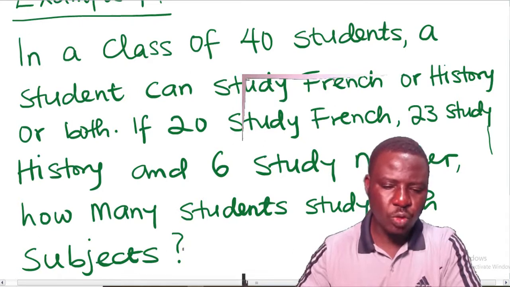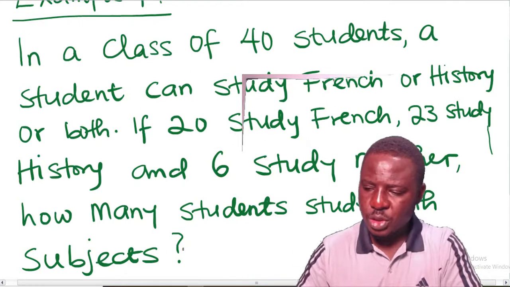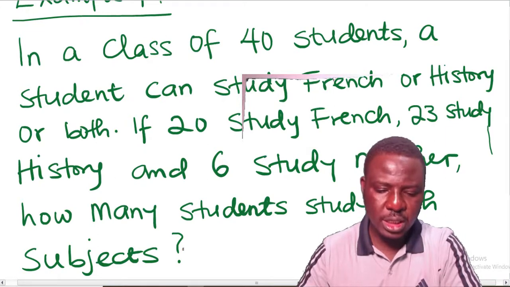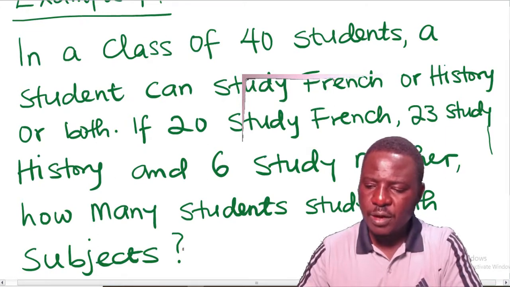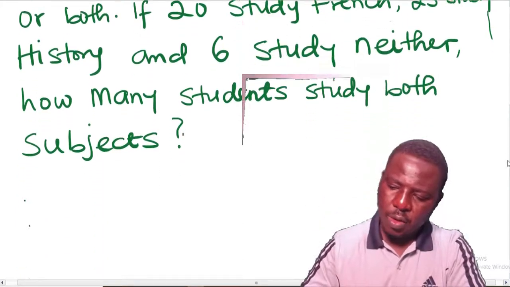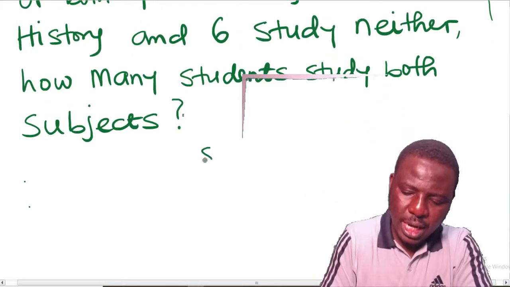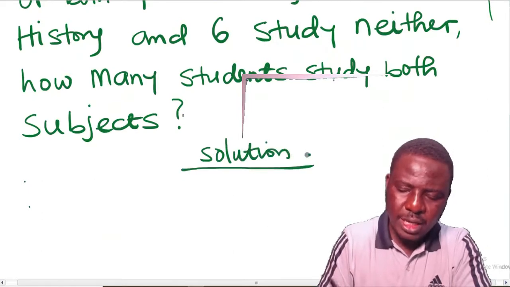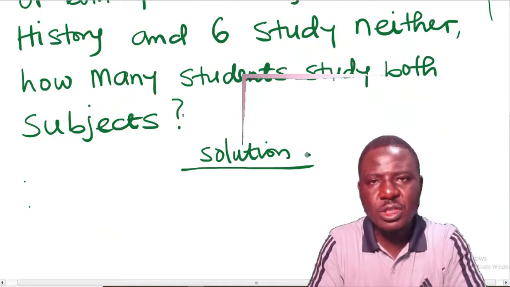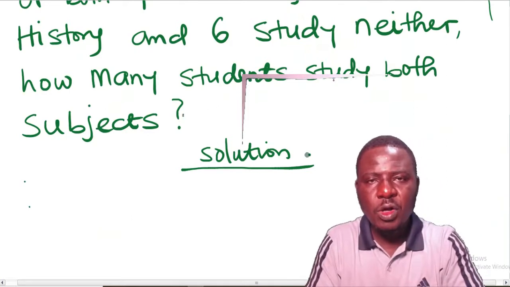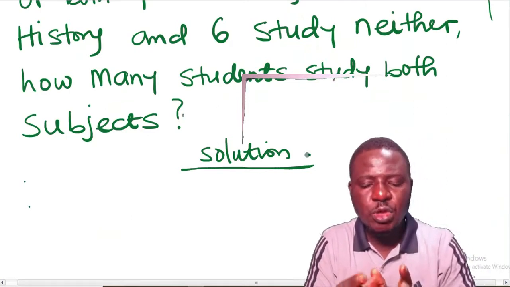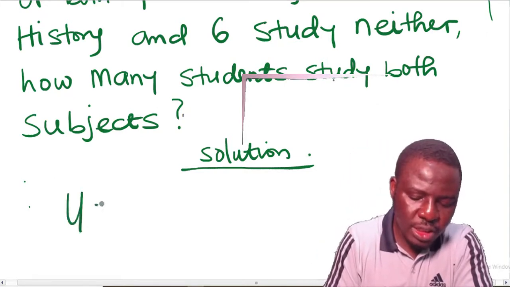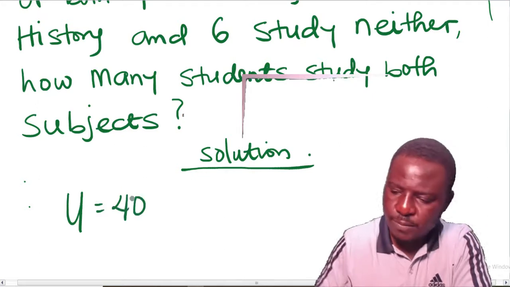Now, I'm going to interpret these questions using set notation. In a class of 40 students, a student can study French or history. Now, I'm going to take that to be, in a class of 40 students, that gives us the universal set, because 40 students is said to be the total number of students under consideration. So I'm going to write universal set is equal to 40.